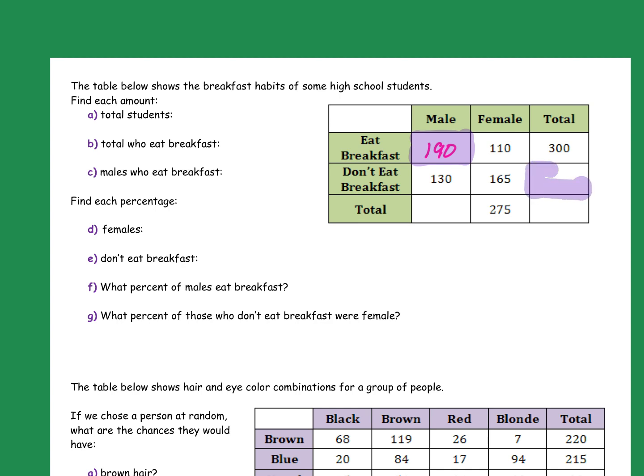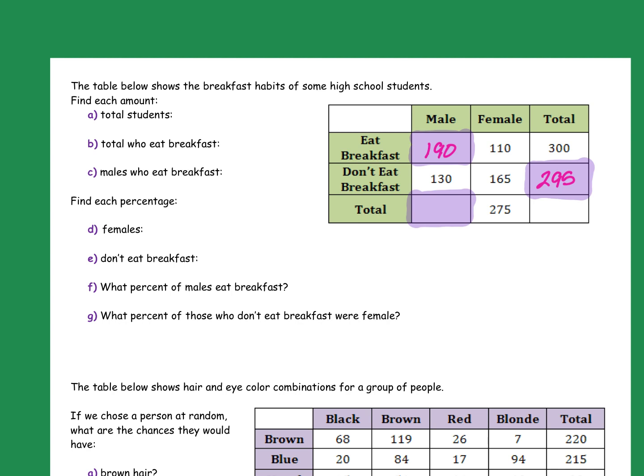So what about this box? How do we get the answer for this box? You're going to add 130 plus 165, which gives me 295. Okay, and what about this box? We don't know yet, so you're going to have to add 300 plus 295. No, for the one I just highlighted, you're going to add 190 plus... I was doing the last one.